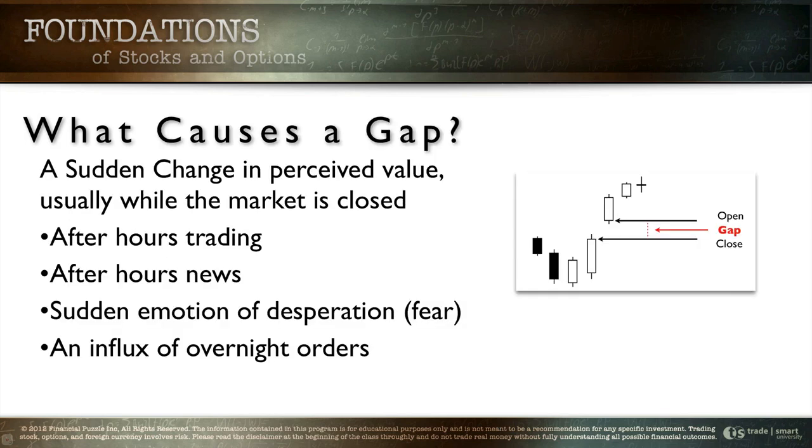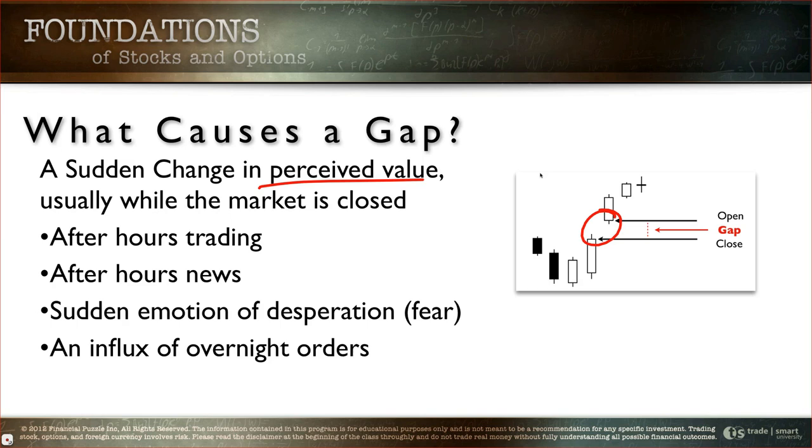All right, so what in the world could cause one of these special events that we refer to as a gap? Well, number one, it's a sudden change in perceived value. Remember a couple of classes ago, we talked about what is the value of a stock, and the value is what people are willing to pay for it. And then I asked what causes a stock's price to move, and we answered that question with the perception or the opinion of the public. As the public changes their perception, they drive the price of the stock. So what could suddenly cause a stock to gap? The answer is a sudden change in the perceived value of the stock.